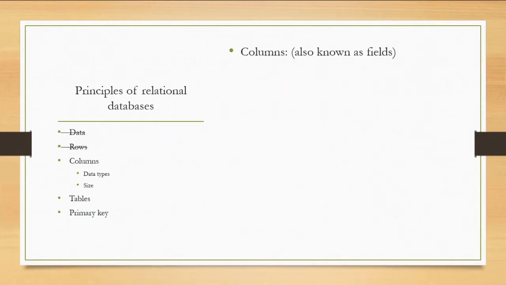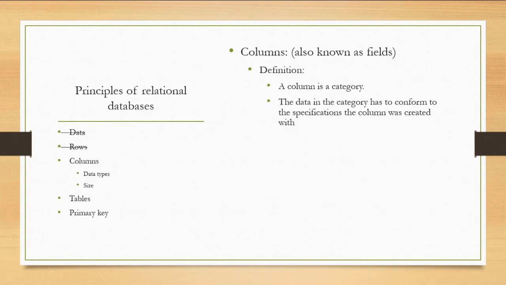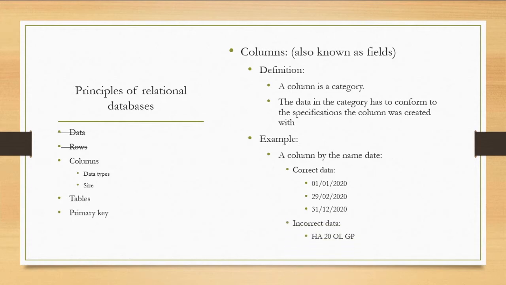Let's look at columns. Note, columns is also known as fields. Let's define a column. A column is a category. The data in this category has to conform to the specifications the column was created with. For example, a column by the name date. Correct data for this column is the following. Incorrect data is that.